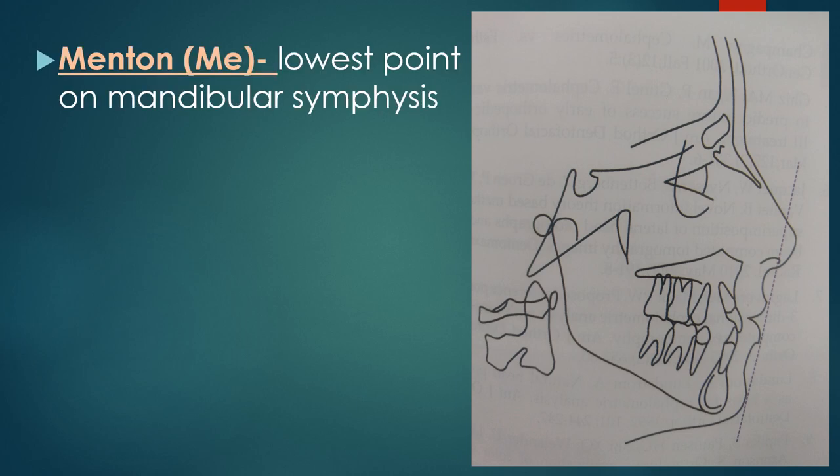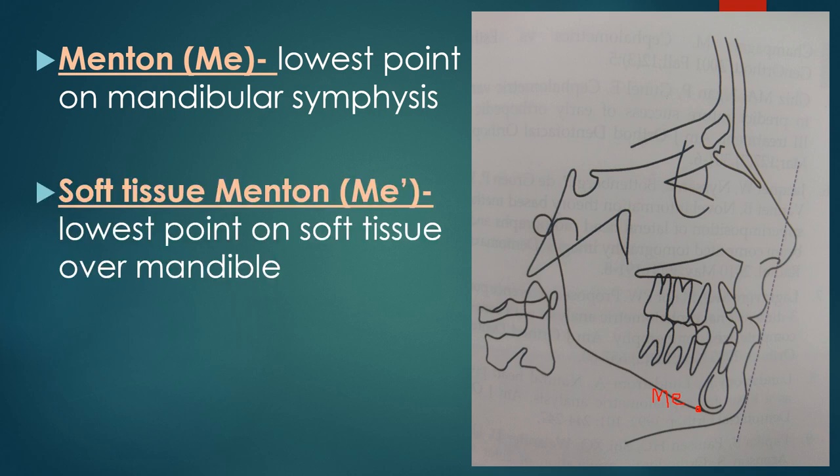Menton. It is represented as capital letter M and small letter E. It is the lowest point on the mandibular symphysis and is located here. Represented as M and E. Next is soft tissue menton. It is a soft tissue structure and is represented as capital letter M, small letter E dash. It is the lowest point on soft tissue over mandible and is located somewhere here. Represented as capital letter M, small letter E dash.